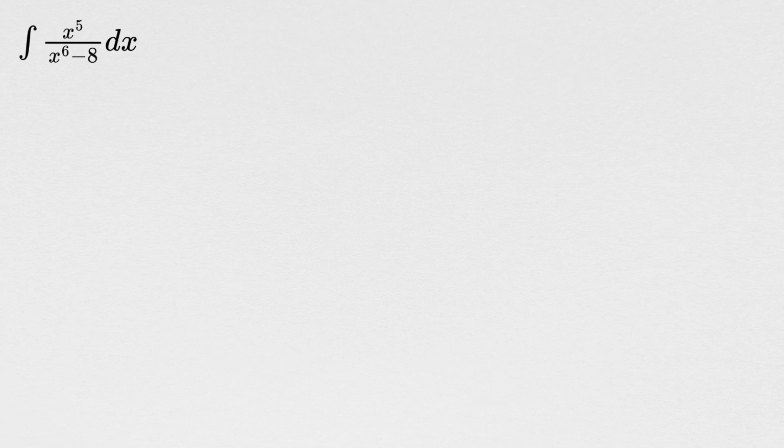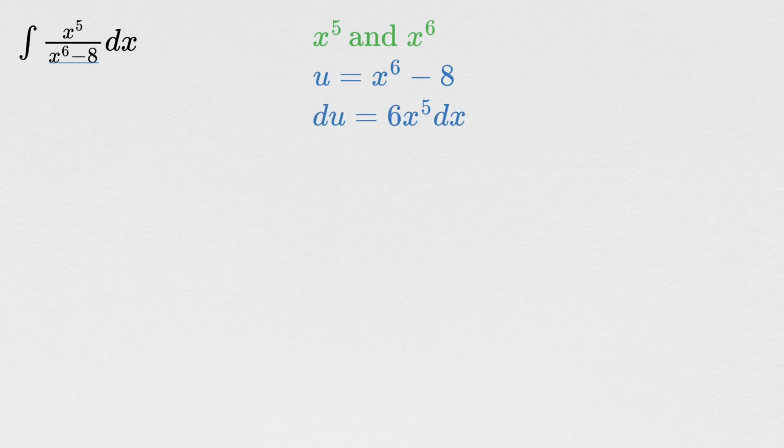Integrate x to the 5th divided by x to the 6th minus 8 dx. We have two consecutive powers of x again, and by now we know that this means we choose x to the 6th minus 8 to be our u. Differentiating with respect to x and multiplying by dx, we get du equals 6x to the 5th dx. Solving for dx gives us 1 divided by 6x to the 5th du.